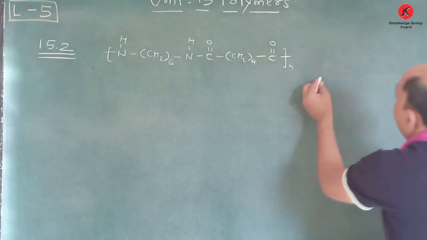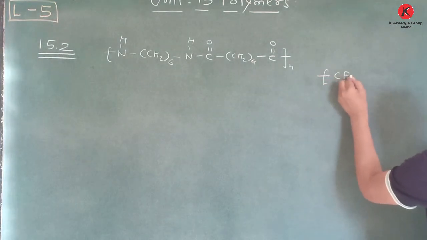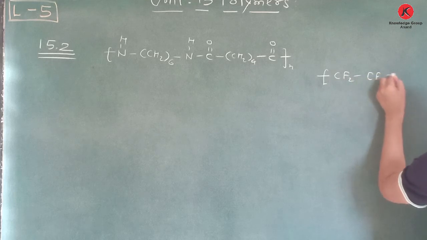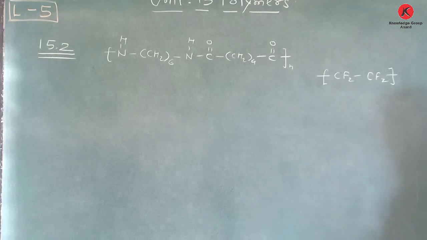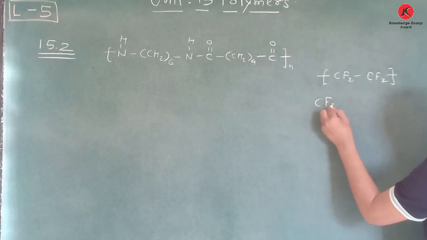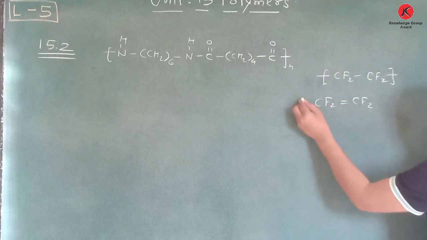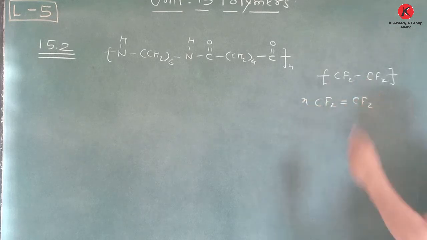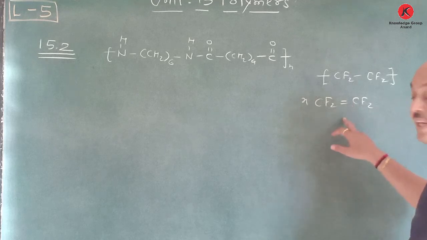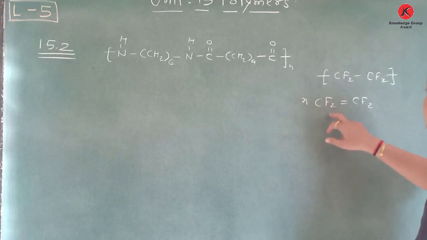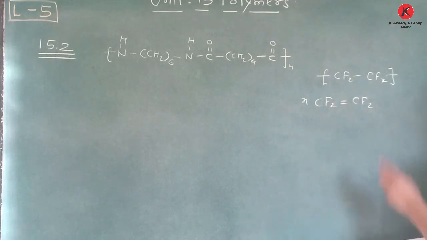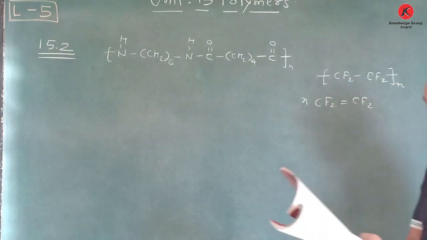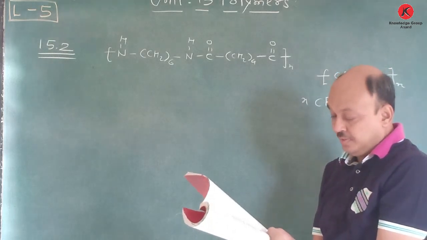And in CF2CF2, it is considered as 1,1,2,2-tetrafluoroethene. Remember, it is nothing but CF2 double bond CF2. A number of molecules undergo polymerization reaction, an addition reaction. So this is Teflon. This is the formula of Teflon. So according to that, your question is now over.